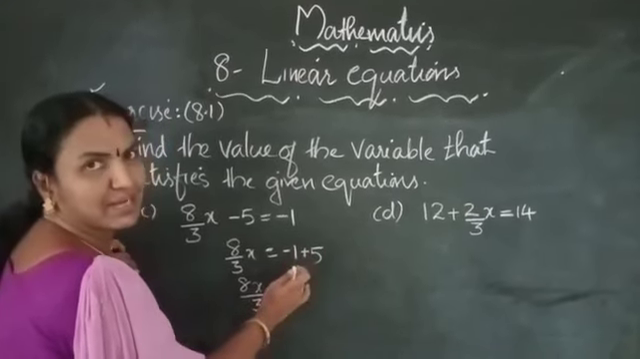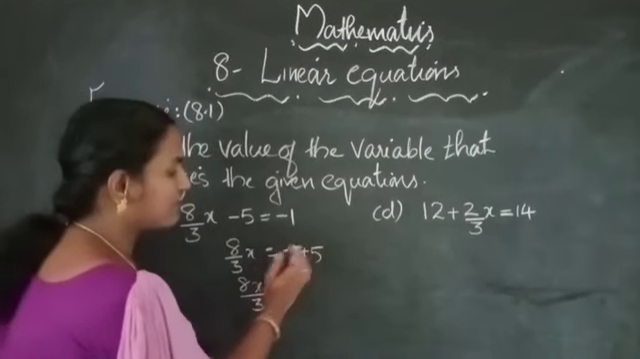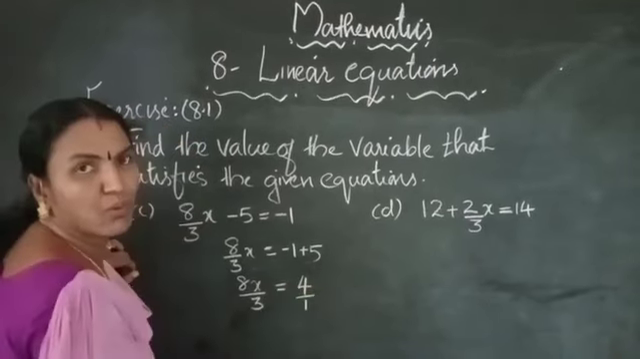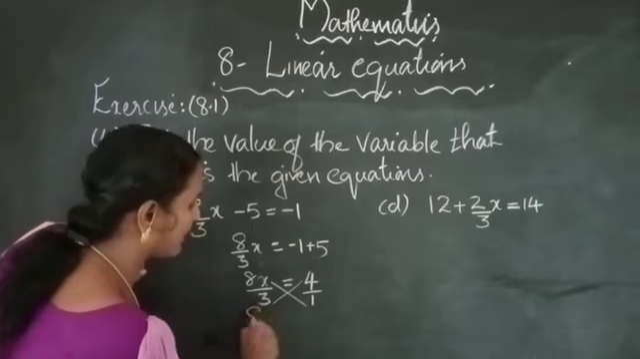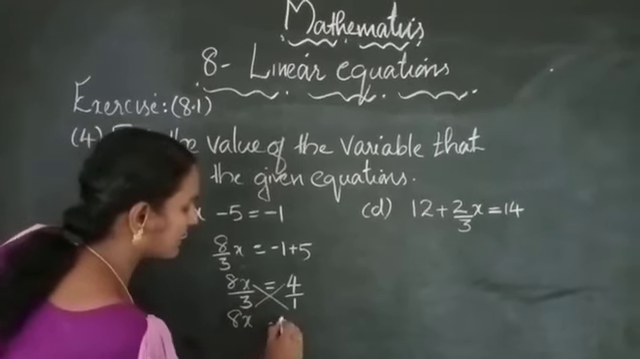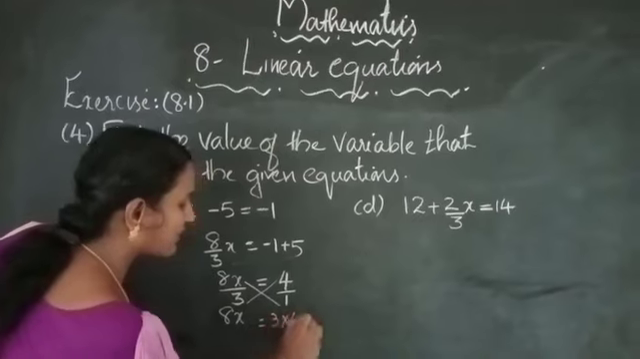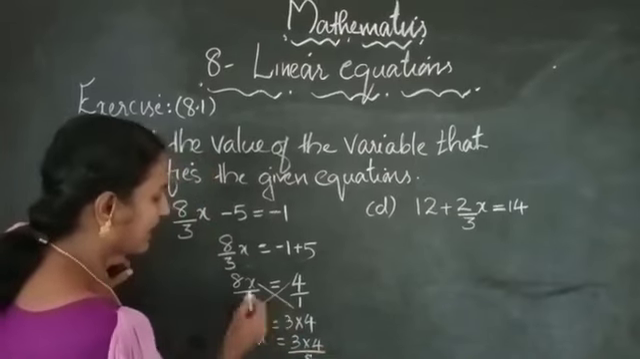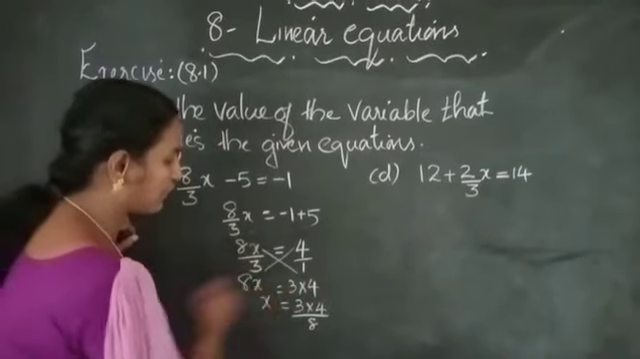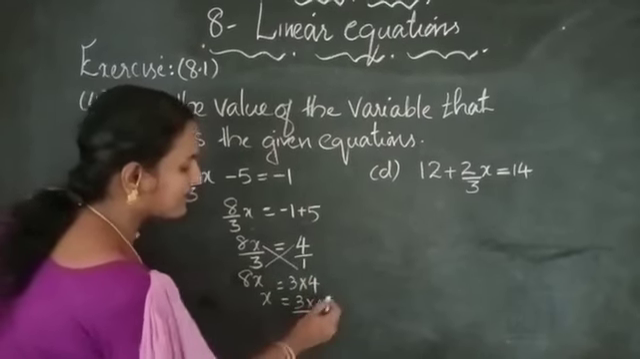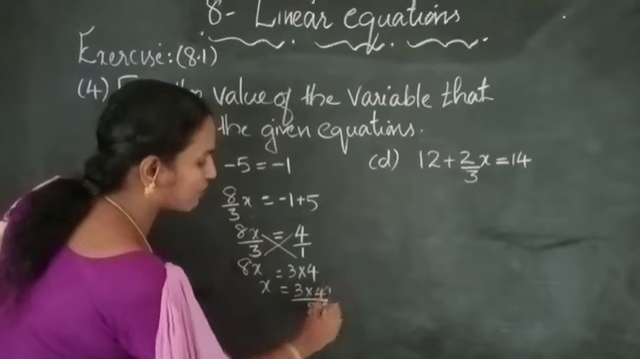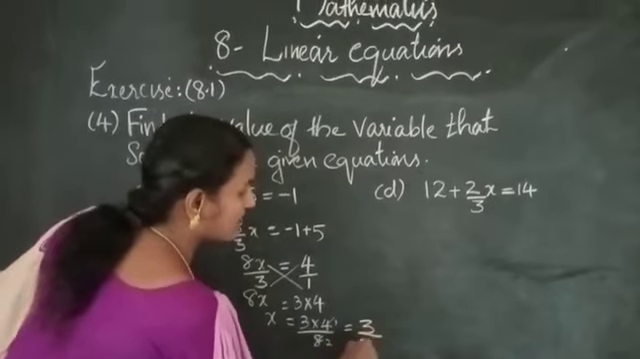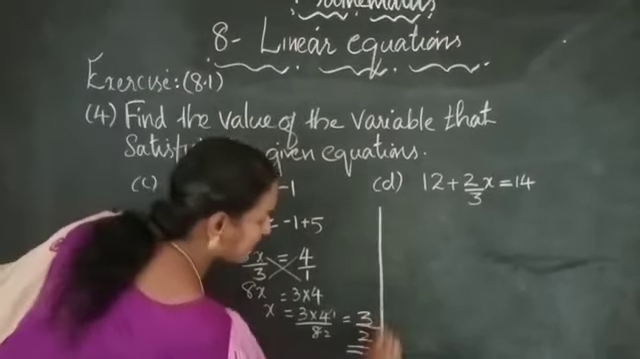Subtracting the smaller number from the bigger number and putting the bigger number's sign, minus 1 plus 5 means 4. Here 4 can be written as 4 by 1. So by cross multiplying, 8x into 1, 8x is equal to 4 into 3. So x is equal to 3 into 4 divided by 8. We can cancel 4 and 8. 1 4 is 4, 2 4s are 8. So here the numerator is 3 and the denominator is 2. So x is equal to 3 by 2.